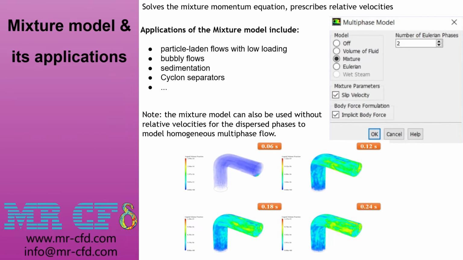The mixture model solves for the mixture momentum equations and prescribes relative velocities to describe the dispersed phases. Some of the applications of the mixture model include particle-laden flows with low loading, bubbly flows, sedimentation, cyclone separators. The mixture model is the simplest model of the mentioned models so far. It is very easy to use, but it should be mentioned that for some cases you need to consider some simplifying assumptions in order to use this model. Again, it should also be mentioned that the mixture model can also be used without relative velocities for the dispersed phases to model homogeneous multiphase flows as well.